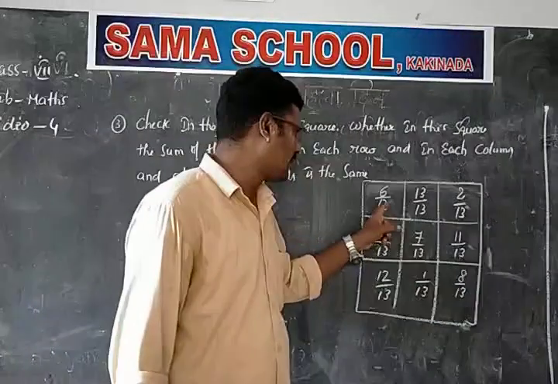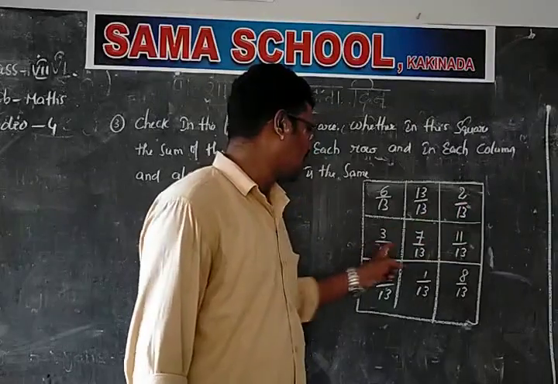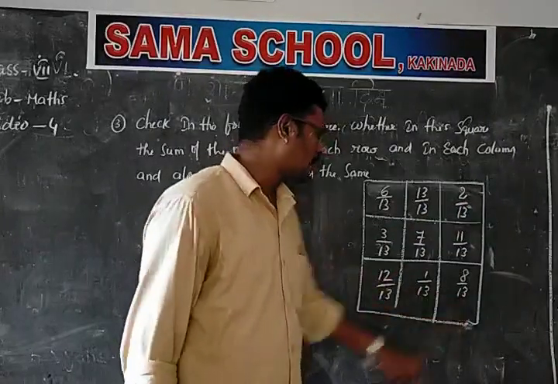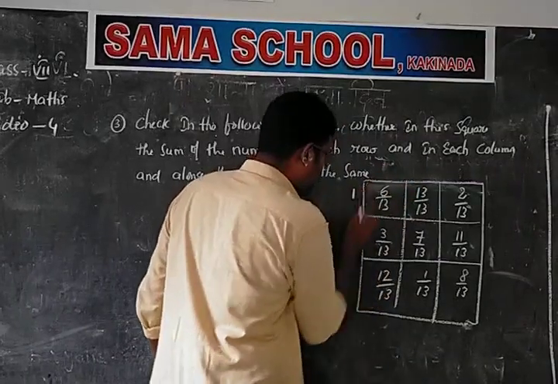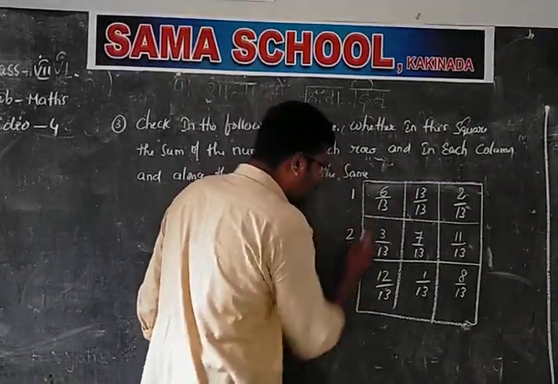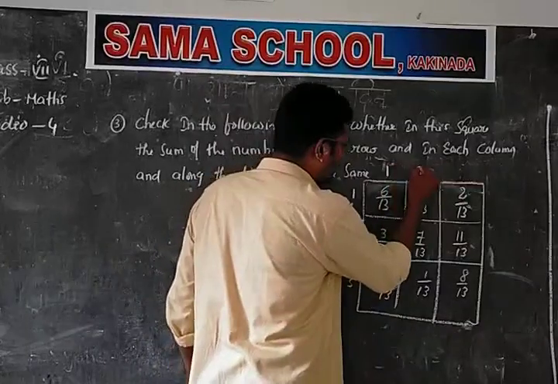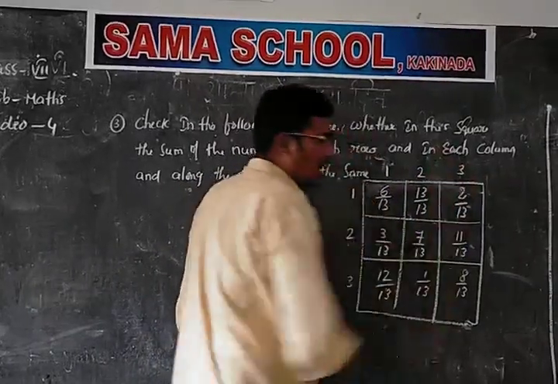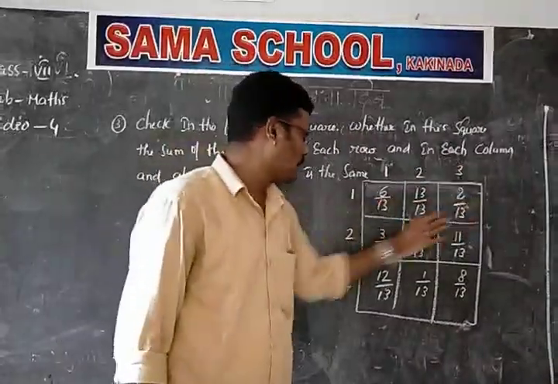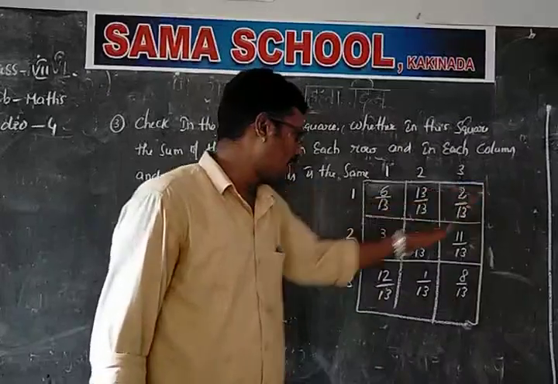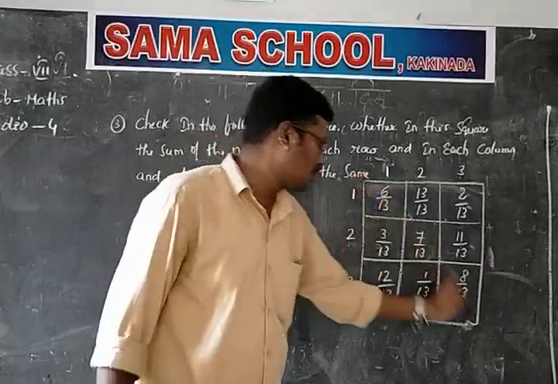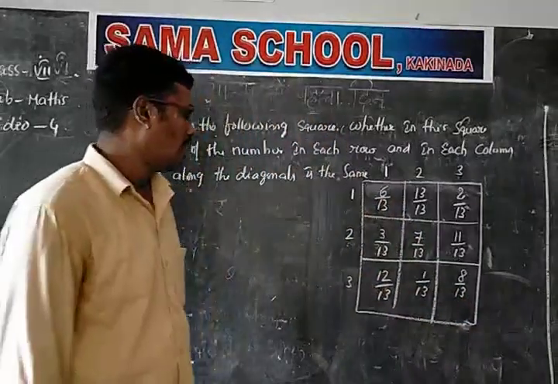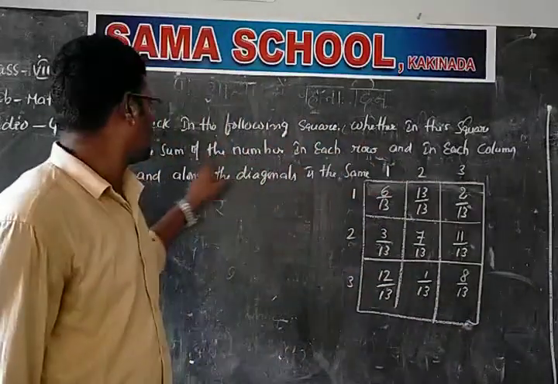These are the given fractions. This is the first row, this is the second row, this is the third row. This is a column: first column, second column, and third column. This is a row and this is a column. These are the diagonals: this is diagonal 1 and this is diagonal 2.